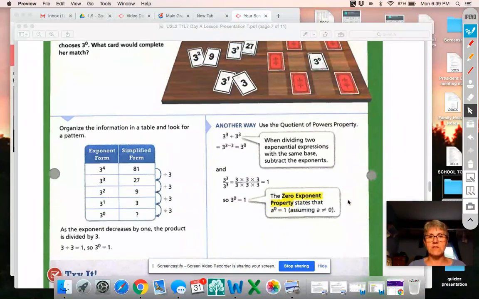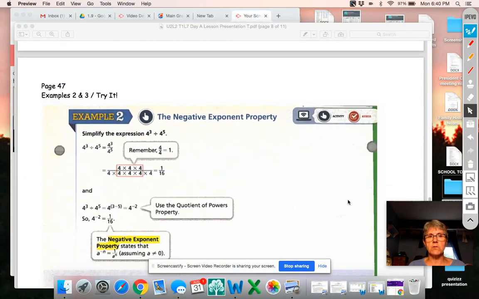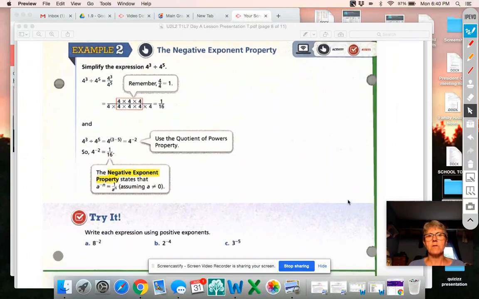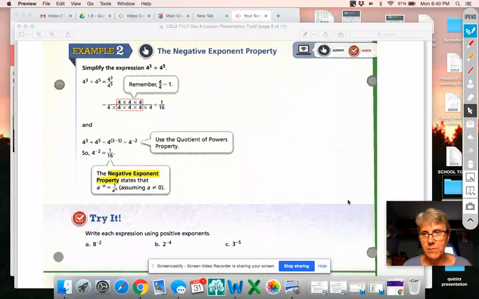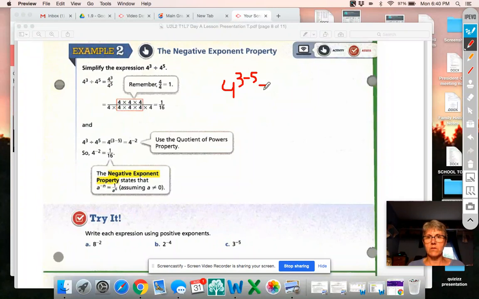There's a little bit more that we need to look at here. So example 2, this is on page 47. This is the negative exponent property that we're going to talk about now. So we have 4 to the third power divided by 4 to the fifth power. And if you remember the rules, that should be 4 to the 3 minus 5, which is equal to 4 to the negative 2 power. That's just based on the division property that we did the other day.